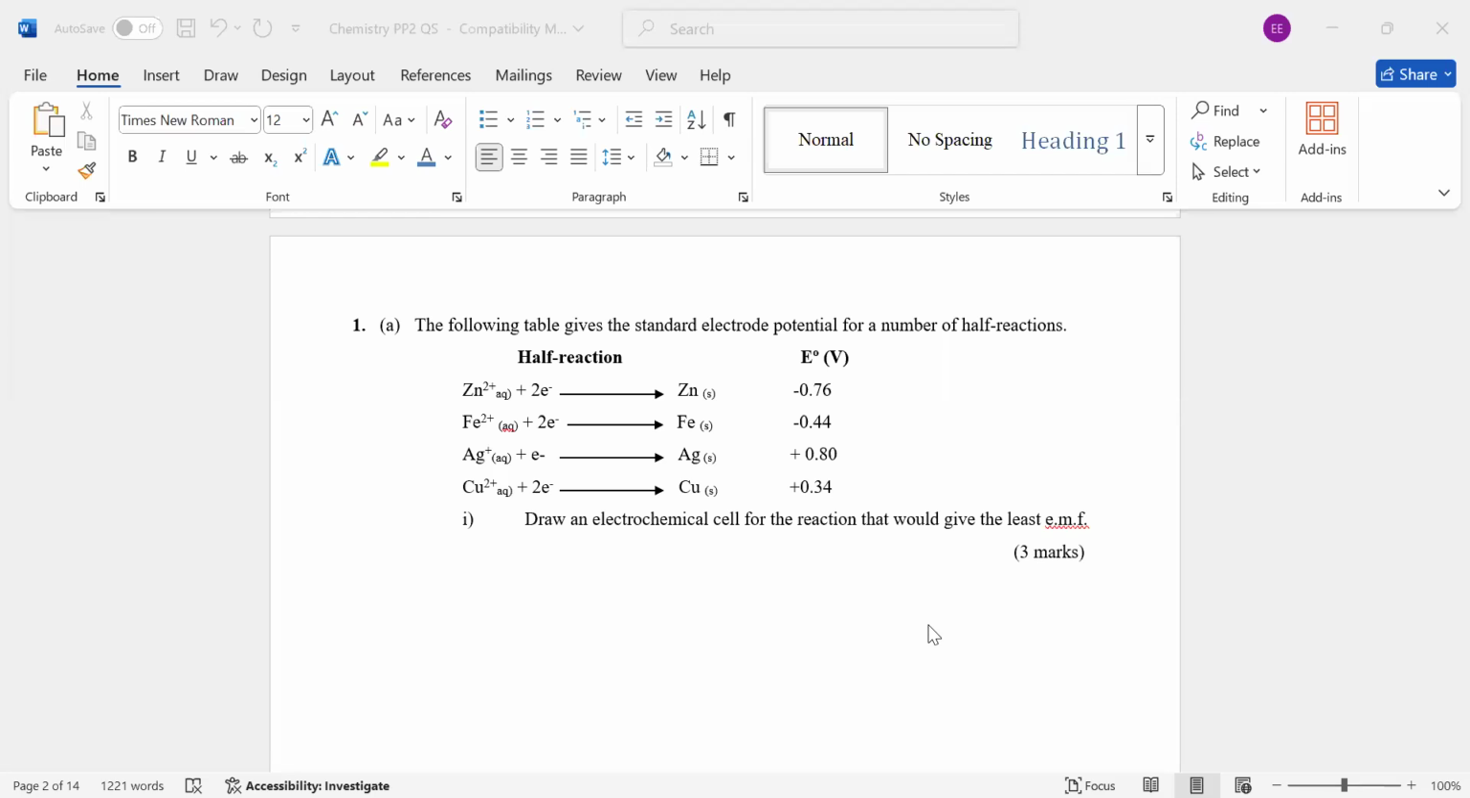The left-hand side is normally the anode. I'm repeating, the left-hand side is normally the anode, and that is where loss of electrons takes place. And it takes place at the anode where the most reactive metal is. So we do have the left-hand side and the right-hand side. Left-hand side, I've said, is the anode, and that is where the most reactive element is placed.